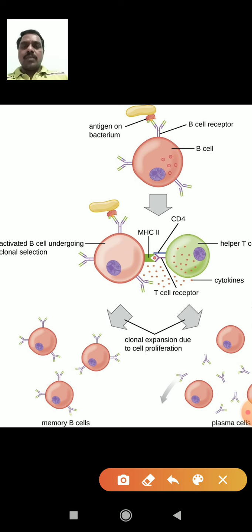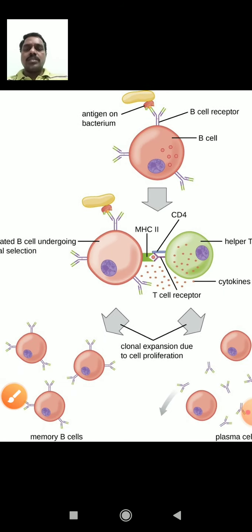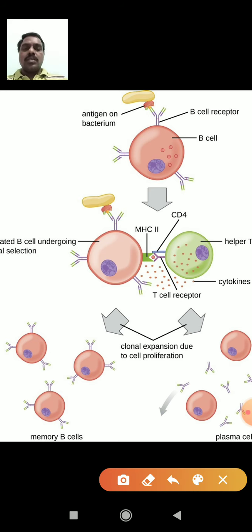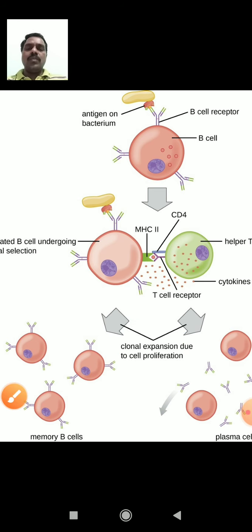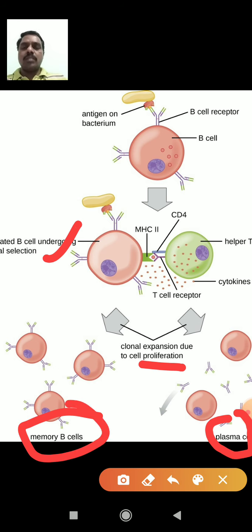After activation, the B cell is ready for clonal expansion, which means producing different types of cells. We call that process proliferation. When the activated B cell proliferates, it produces different types of cells: we call them plasma cells, and others we call memory cells.